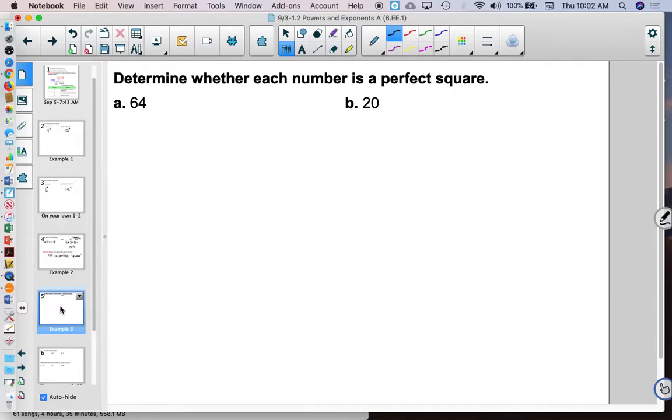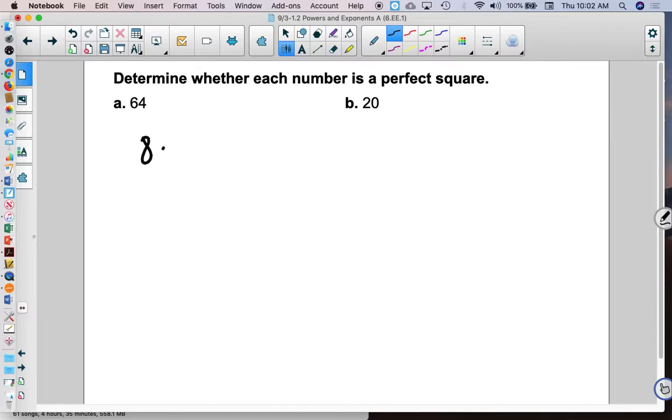Let's go. All right. Is the number 64 a perfect square? So you have to think of the factors of 64. And is there a number times itself that equals 64? Raise your hand. Zoe. Yes. 8. Because 8 times 8 equals 64. So is this a perfect square? The word would be yes.